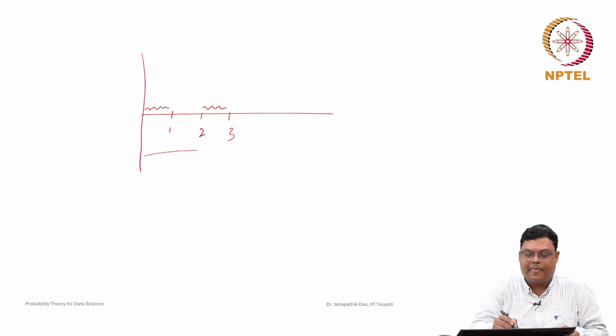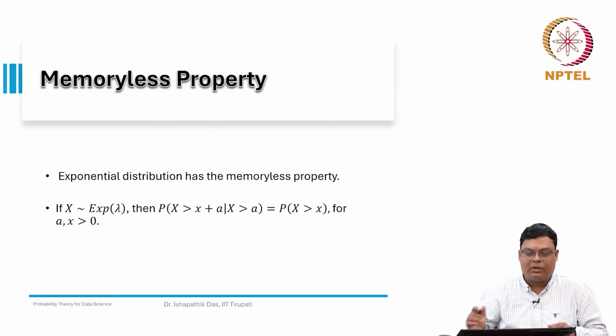So, basically it is forgetting, because usually if some electronics good is already working 2 years, we assume that the probability may be very low that it will work 1 more year, compared to when it was new. But this kind of random variable has the property that it forgets that it already worked 2 years. This kind of property is known as the memoryless property. So, this memoryless property is explained in this way. Exponential distribution has the memoryless property.